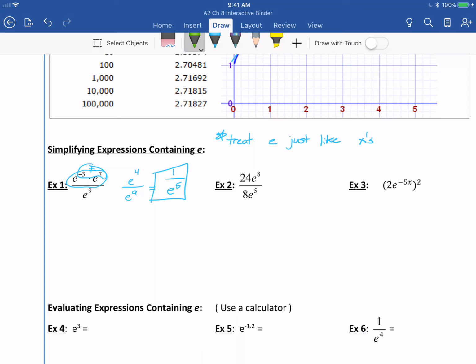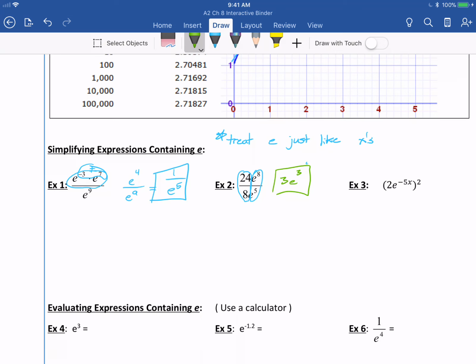The second example, you have to look at as two separate parts. We have 24 over 8, which is 3, and then e to the 8th over e to the 5th. Remember how you subtract those exponents, so this leaves us e to the 3rd power on the top, and there's nothing left on the bottom.